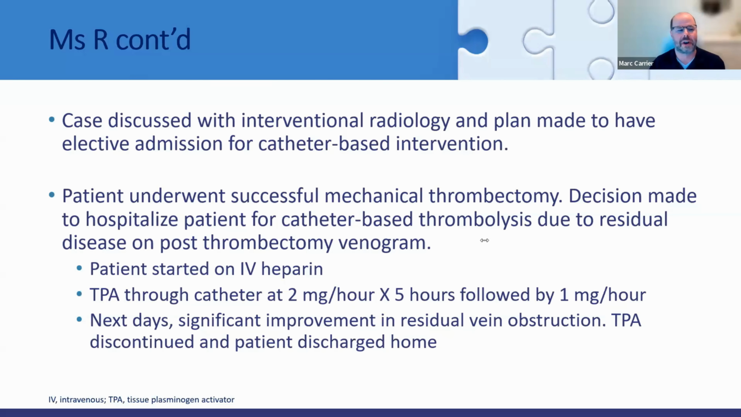The decision was made to hospitalize the patient for catheter-based thrombolysis due to residual disease on the post-thrombectomy venogram. So she was admitted for a couple of days, started on IV heparin, TPA through the catheter at the usual doses. Within the next few days, she had significant improvement in residual vein obstruction. We removed the TPA, it stopped, the catheter was discontinued, and the patient went home.